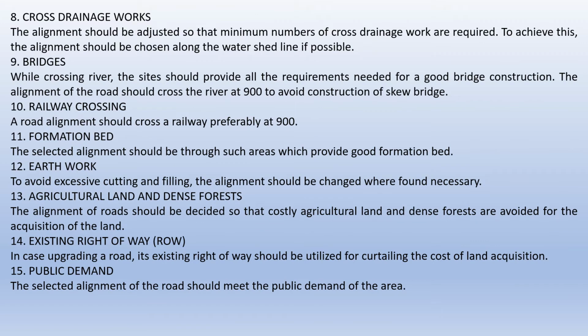इसके बाद आता है क्रॉस ड्रेनेज वर्क्स. The alignment should be adjusted so that minimum number of cross drainage works are required. Bridges. While crossing the rivers, the side should be provided all the requirements needed for good bridge construction. Railway crossings. A road alignment should cross a railway preferably at 90 degrees.